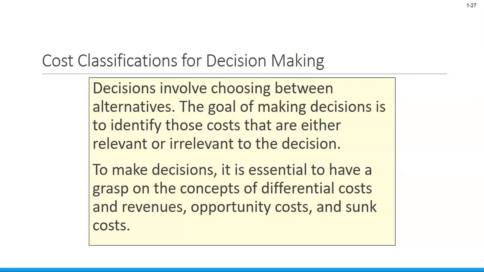The last cost classifications are cost classifications for decision making. So our decisions involve us choosing between different alternatives. We're going to be looking at this a lot more in chapter 13, where we have to choose between two different things. What we have is differential costs and revenues, opportunity costs, and sunk costs.